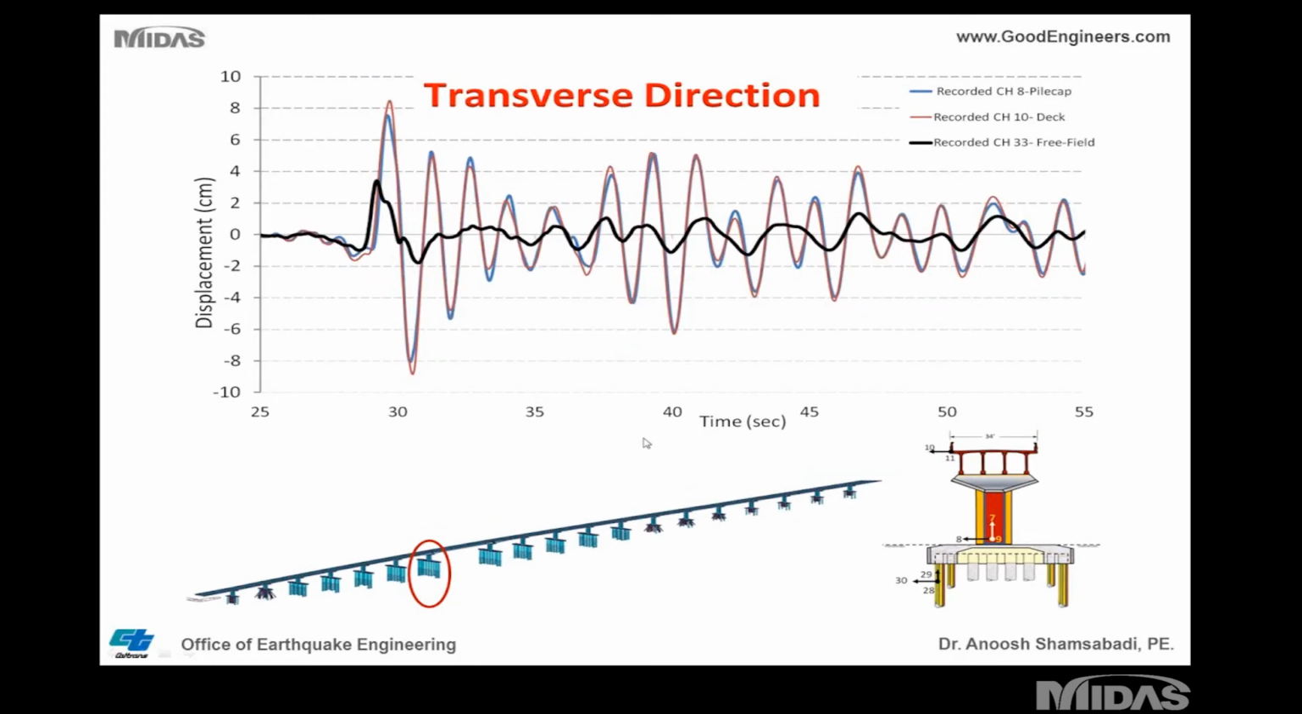In the transverse direction, same thing. You have a recorded motion, which is a free field motion somewhere at the bottom of the piles, and then recorded motion in the transverse direction, which is channel 8 and channel 10. It seems the column and the superstructure move very much in phase. Keep in mind, the pile cap is very rigid, so it is no surprise that they have moved in phase. This is, by the way, from an earthquake in January 2010, magnitude 6.5.